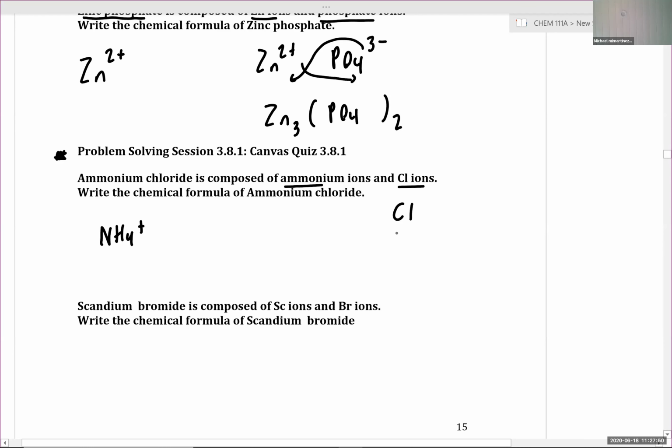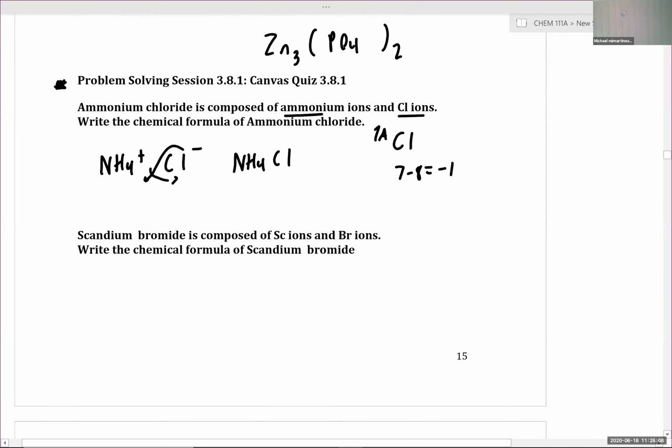So we have NH4 plus, and then chloride. So chlorine is a 7A element. 7 minus 8 gives us -1. So we have NH4 plus and Cl minus. We cross our charges, and that gives us NH4Cl for ammonium chloride.